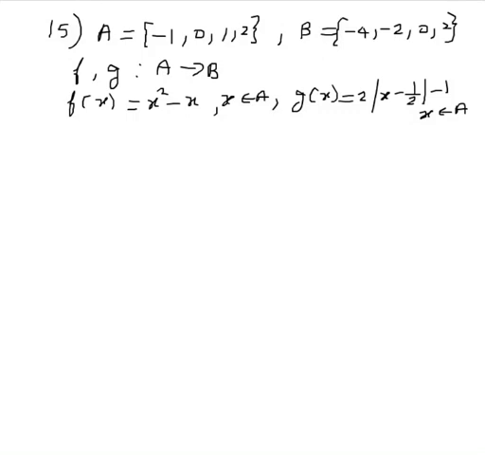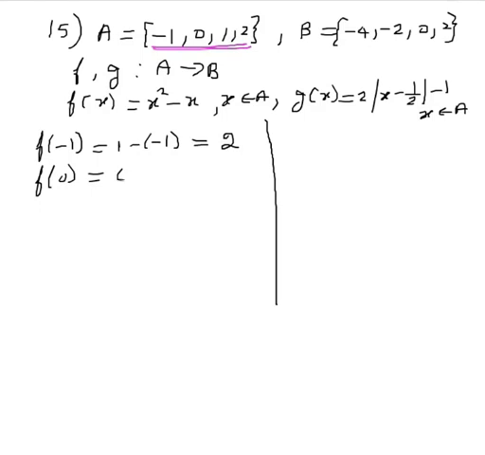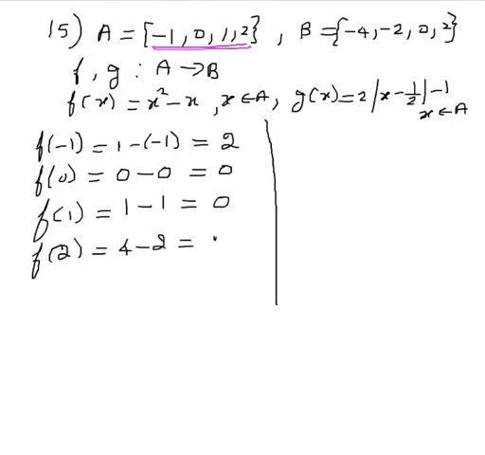Are f and g equal? Justify your answer. So we will calculate f and g. Both are defined on set A, so we have to find both the functions for all these 4 elements of A. So let us find f(-1): (-1) squared minus (-1). The answer is 2. Now f(0): 0 squared minus 0, which is 0. f(1): 1 squared minus 1, 0. Now let us calculate f(2): 2 squared minus 2, which is 2.